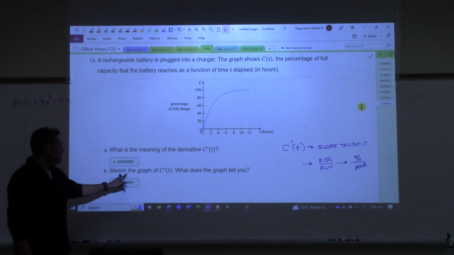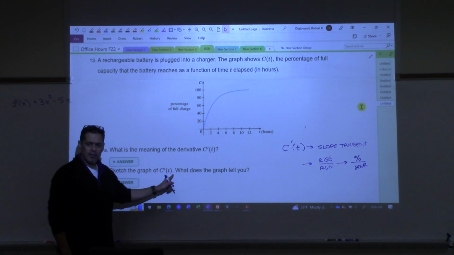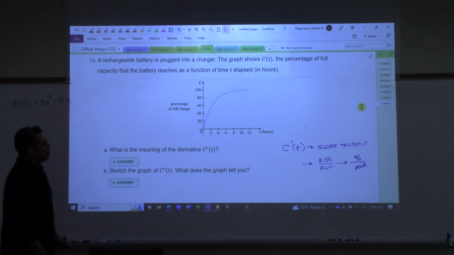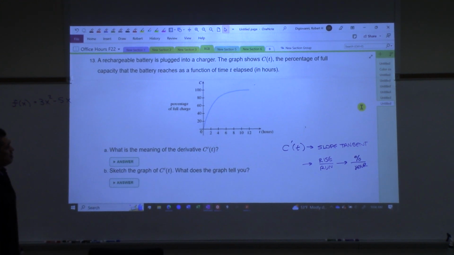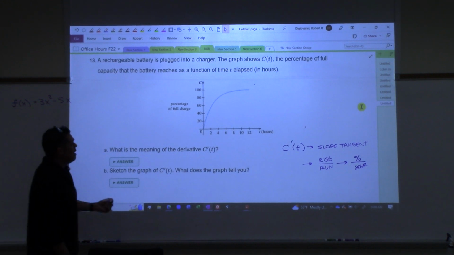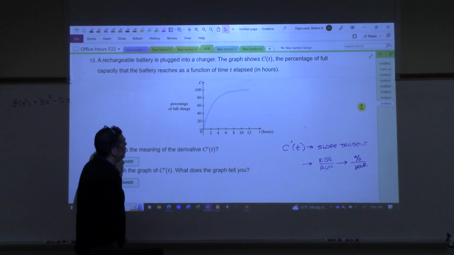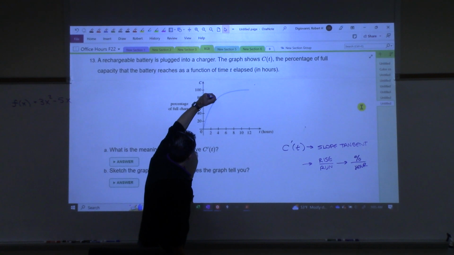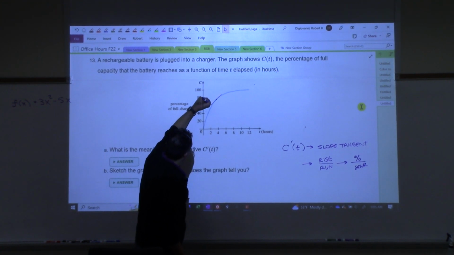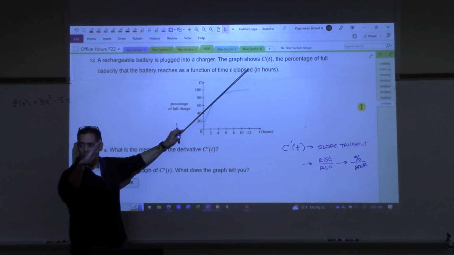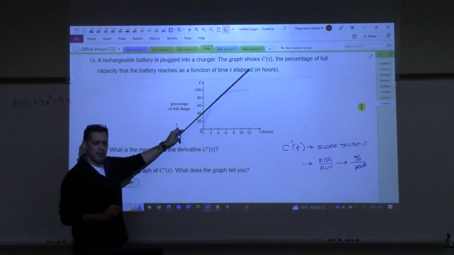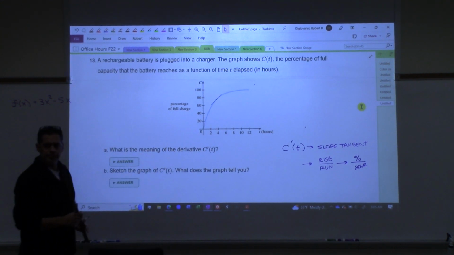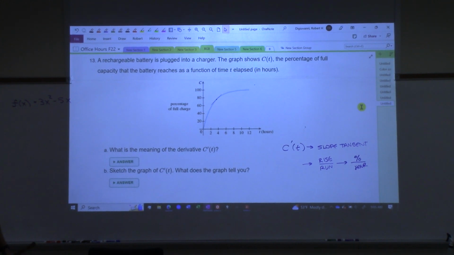Then it says to sketch the graph of C prime of t. Is this the part that you're, yes? Okay, so this is what last class was about, right? We go to the graph, let's see if there's anywhere we can agree upon. What do y'all say? Somewhere around here, if I do the tangent line here, would you all agree that looks like it's about a slope of 1? Like you go up the same amount you go over? Yeah? Yes? How do you know what the slope is just by looking at it?